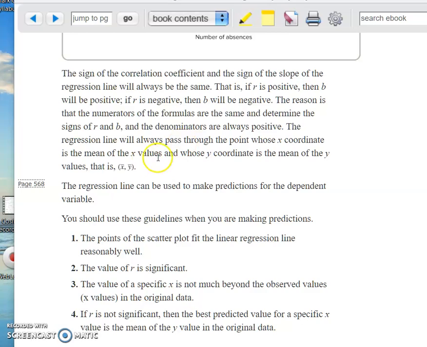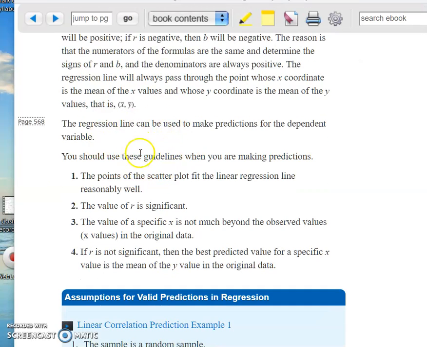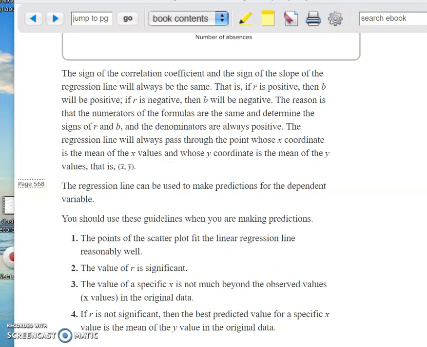Okay, so I'm going to come down here and we'll talk about what's good about this. Why do we do this? The value of the regression line is that it can make predictions. Okay, and when you draw the regression line through the scatter plot, we should use these guidelines if we're going to make these predictions.